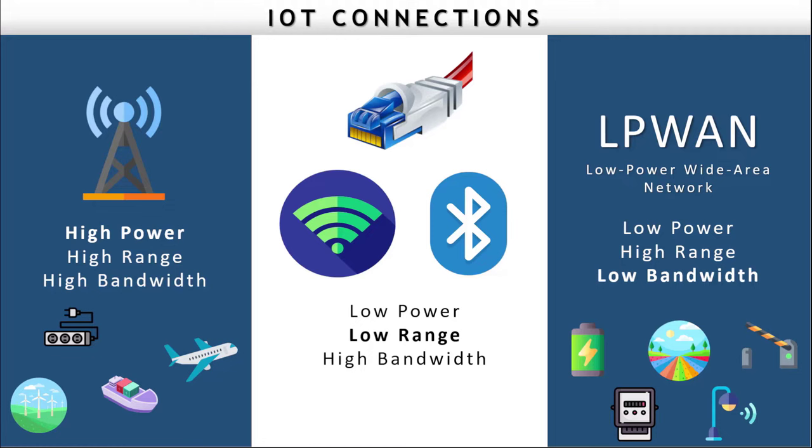The third option: if we want to keep the range high, then what we need to do is get the bandwidth down. To do that, the power is going to be low and the bandwidth is going to be low, but the range is going to be high. Believe it or not, there are a lot of IoT devices using this option. And this option actually came in 2013. It's called LPWAN, which is the Low Power Wide Area Network.